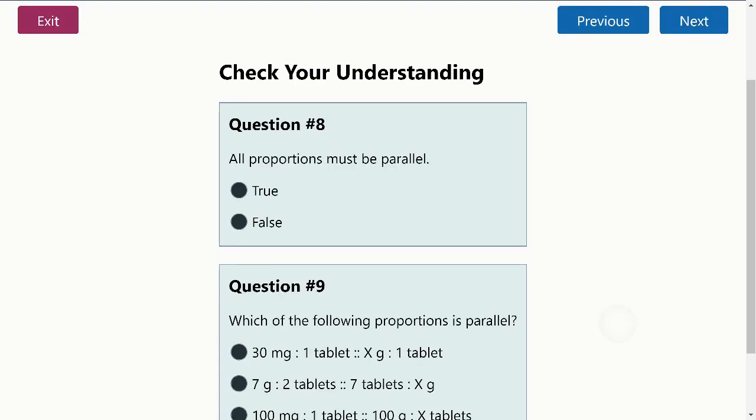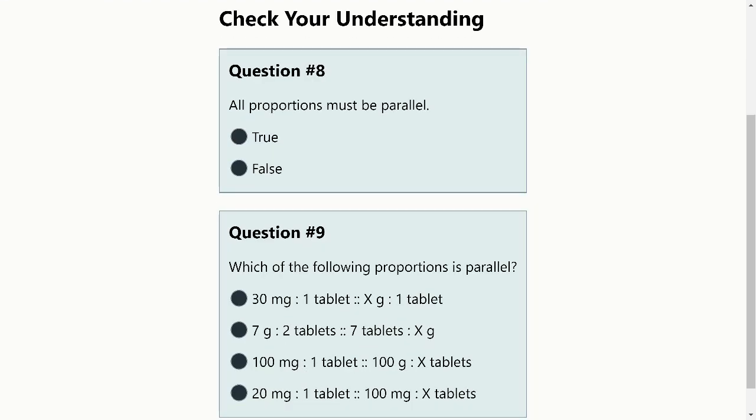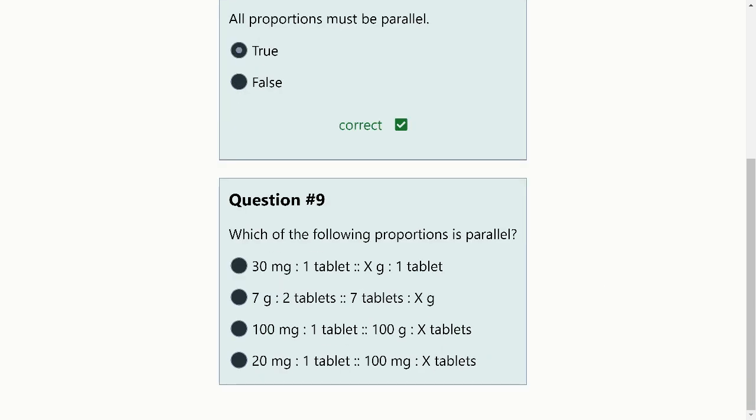Alright, all proportions must be parallel. Which of the following proportions is parallel? The last one is parallel because if you look at it, you've got your milligrams and then your tablets. If you look at the other ones, they're not parallel.